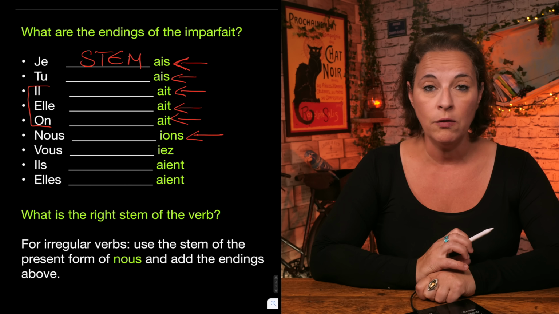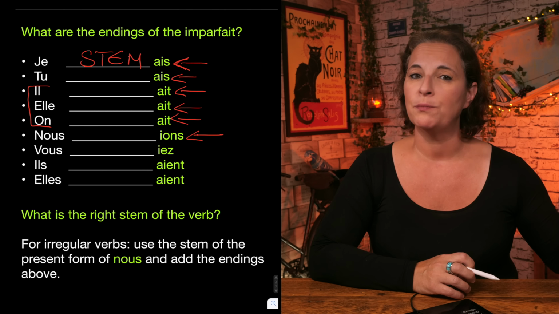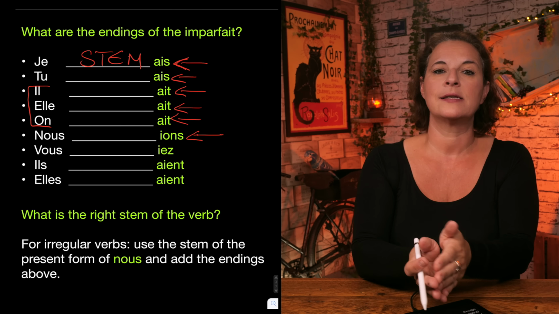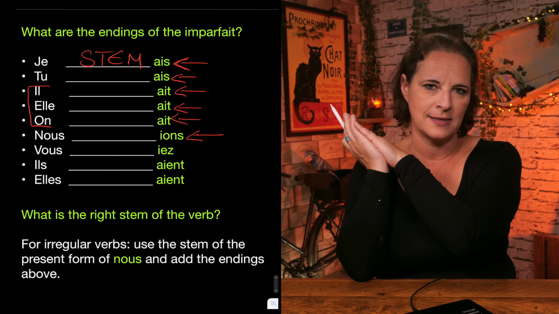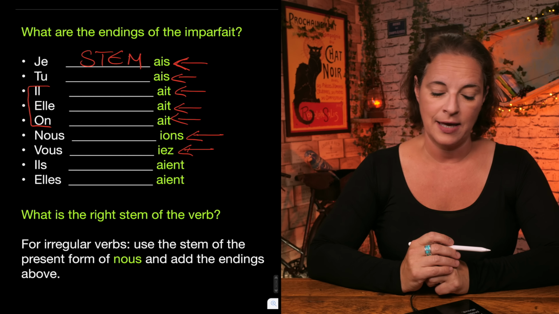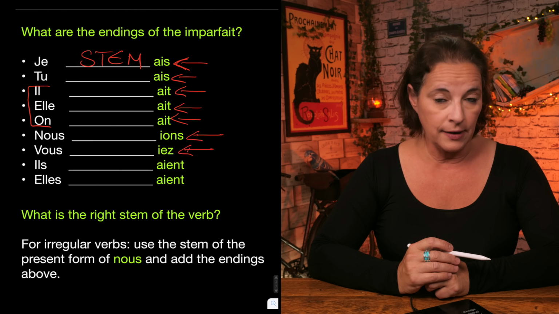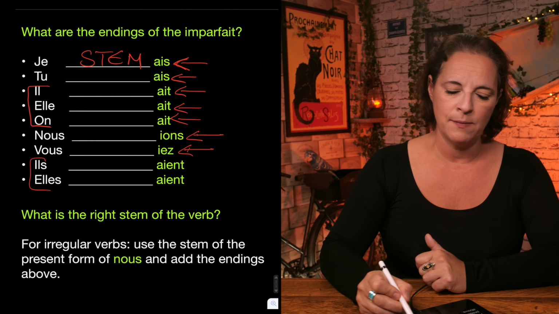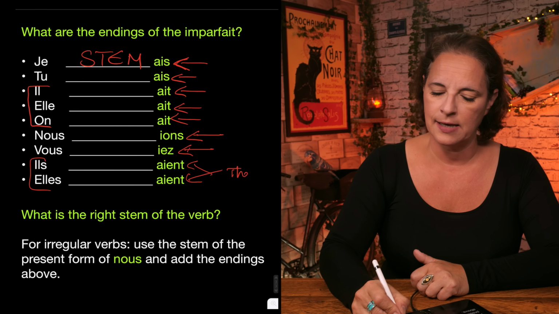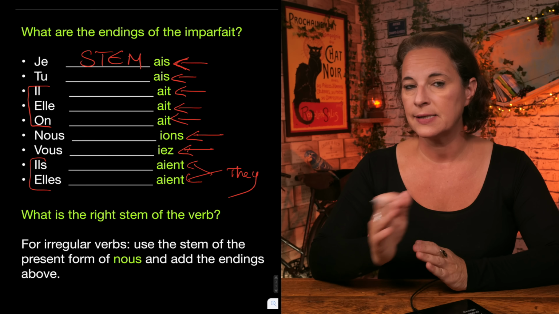Now, for nous, it's ions, I-O-N-S, and not on only, because that's the ending of the present tense, it's ions. You add an I, suddenly it is projecting you in the past, okay? For vous, it is iez, okay, I-E-Z. And for ils and elles, as in they, it's the same, it is ent, okay? So this is they. Okay, the endings are the same.